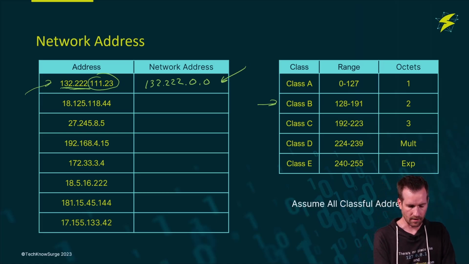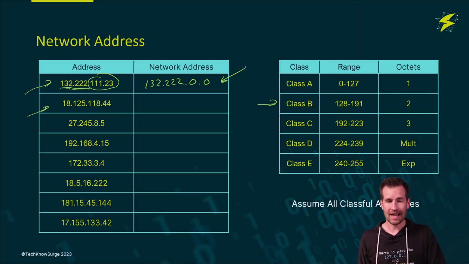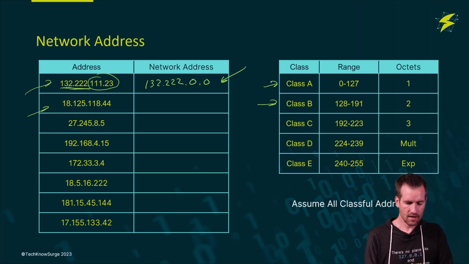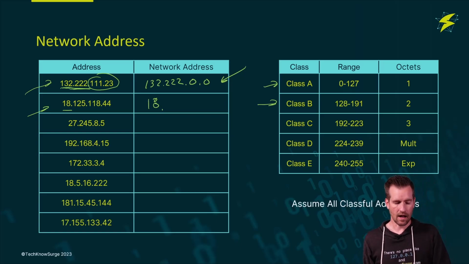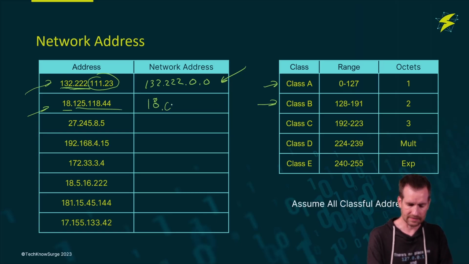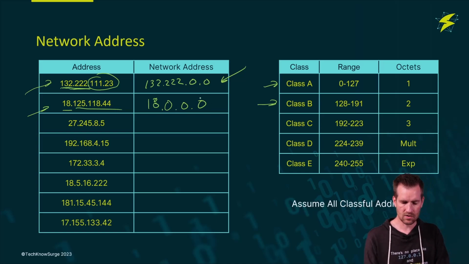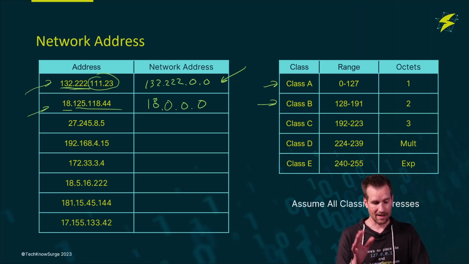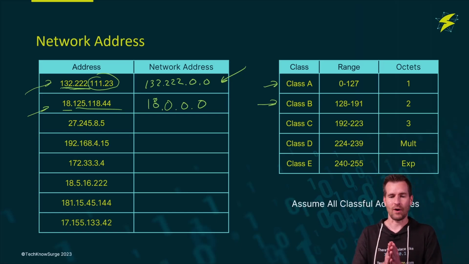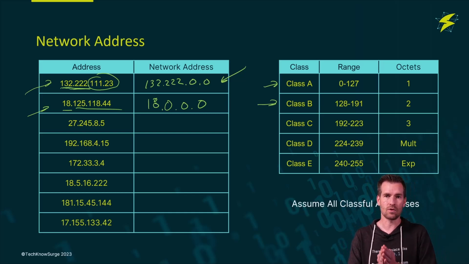I'll do one more here. So I've got 18.125.118.44. It is a class A. So I know that the first octet here is the network. And then if I zero out all the hosts, the first address of the range is 18.0.0.0. Excuse me, I said one too many zeros there, but you get the point. So go ahead and pause the video, go through the rest of this, and then you can hit play to check your answers.